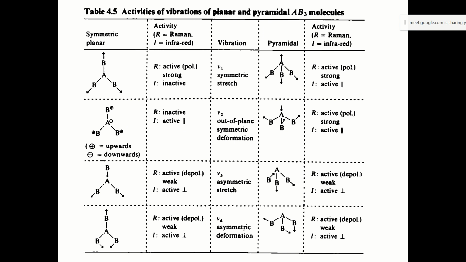In that context, we had also discussed the planar and pyramidal AB3 type molecules of both types. The main observation was that in the case of pyramidal AB3, all the modes are Raman active as well as IR active. But in the case of planar AB3, you can see that there is one mode which is either only Raman active or only IR active. This particular one is Raman active only, and this is IR active only.